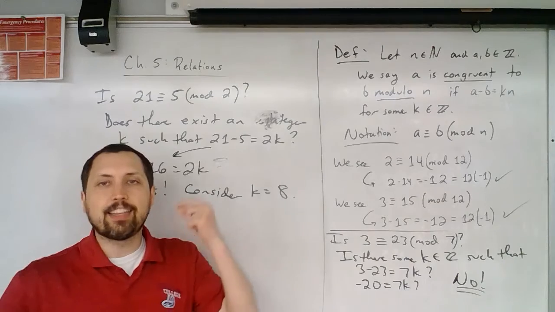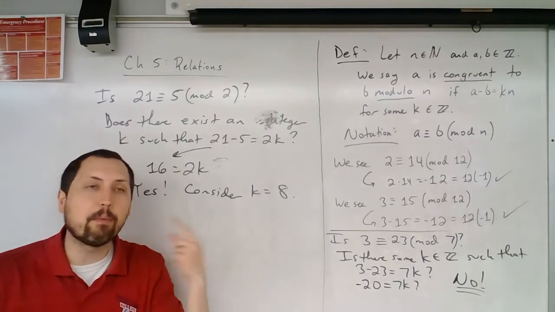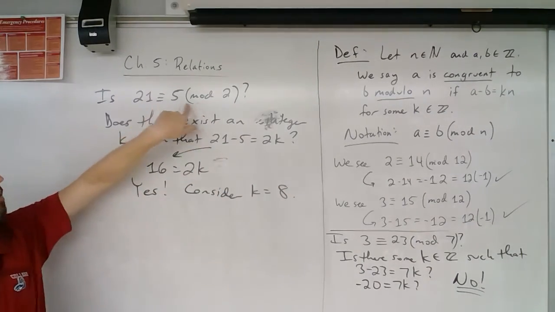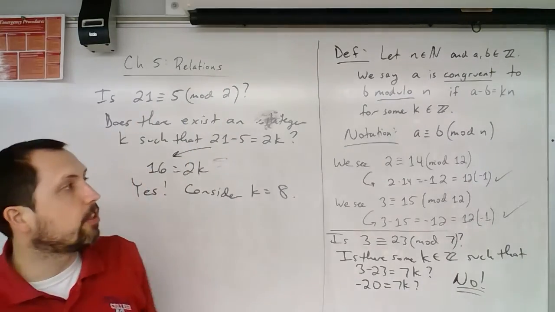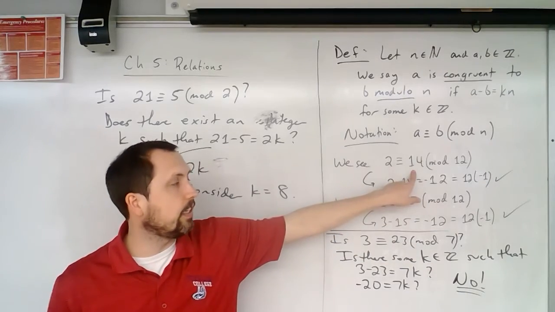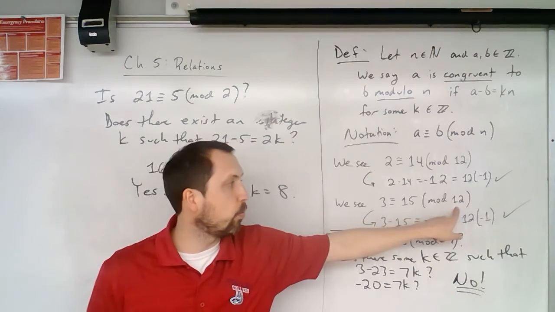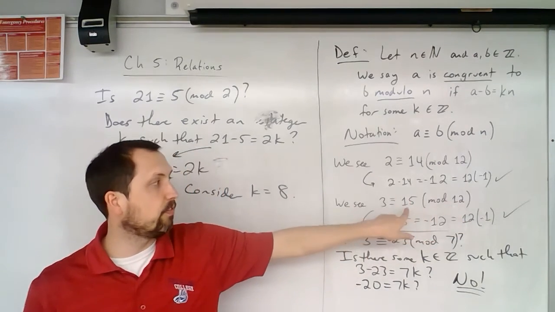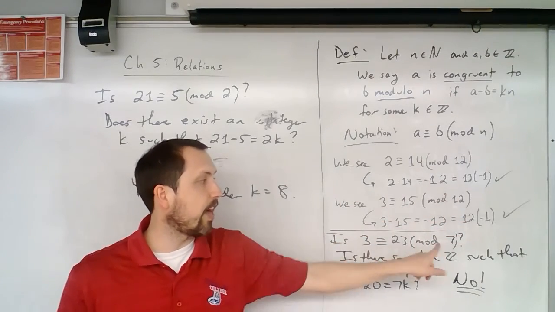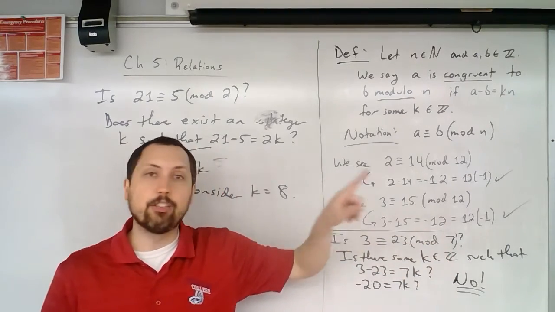Now remember, I said that this is related to remainders, right? So if we look at the remainders, the remainder of 21 if we divide it by 2 is 1. The remainder of 5 if we divide it by 2 is 1. The remainder of 2 if we divide it by 12 is 2. The remainder of 14 if we divide it by 12 is 2. The remainder of 3 if we divide it by 12 is 3. The remainder of 15 if we divide it by 12 is also 3. The remainder of 3 if we divide it by 7 is 3. The remainder of 23 if we divide it by 7 is 2.